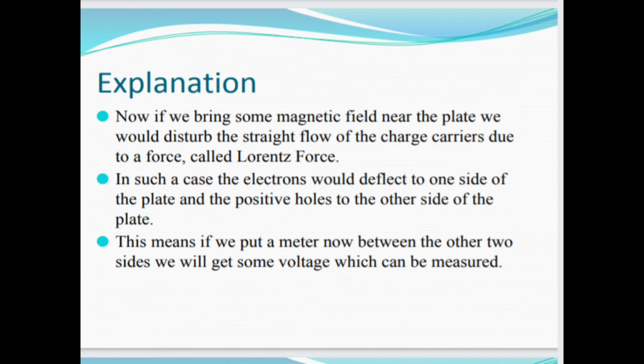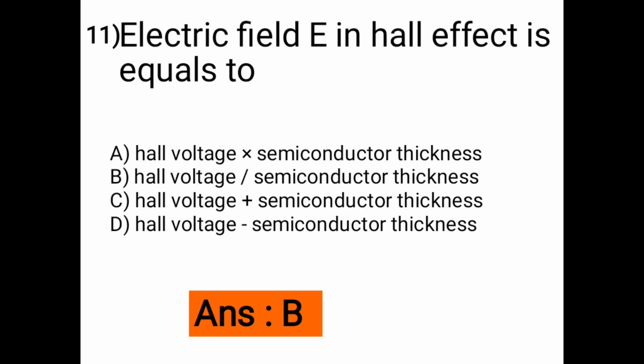So the next question is, electric field E in Hall effect is equal to what? Options: A is Hall voltage multiplied by semiconductor thickness, B is Hall voltage by semiconductor thickness, C is Hall voltage plus semiconductor thickness, D is Hall voltage minus semiconductor thickness. So the correct answer is option B, Hall voltage per semiconductor thickness. Electric field E in Hall effect is equal to Hall voltage per semiconductor thickness.